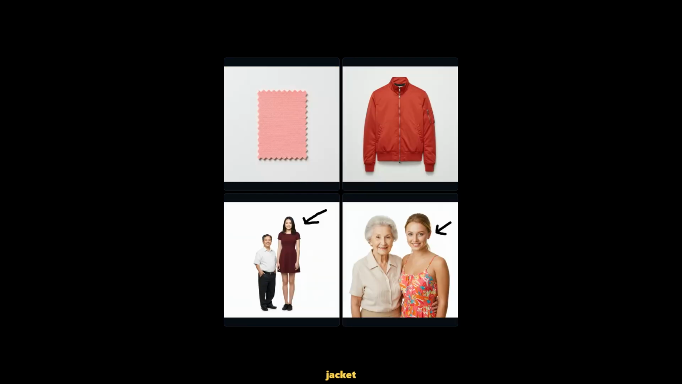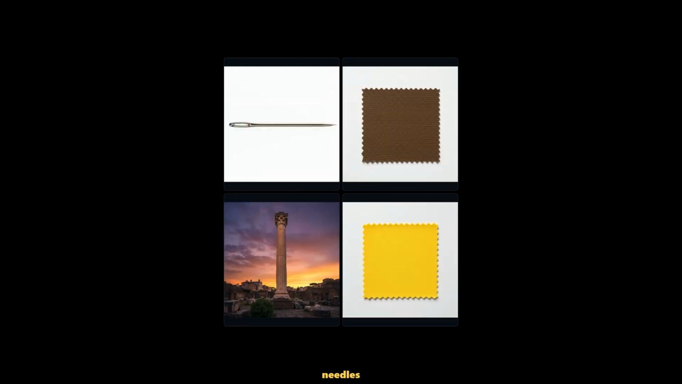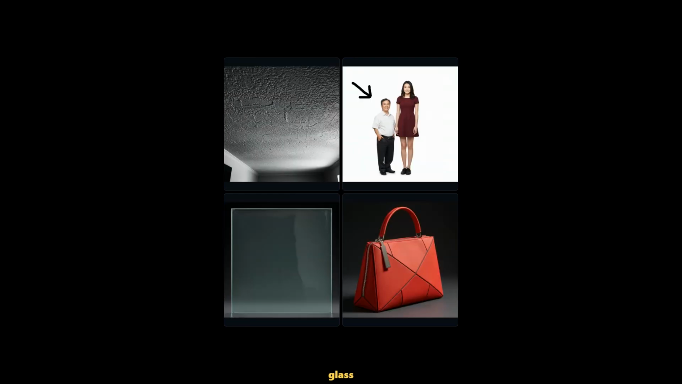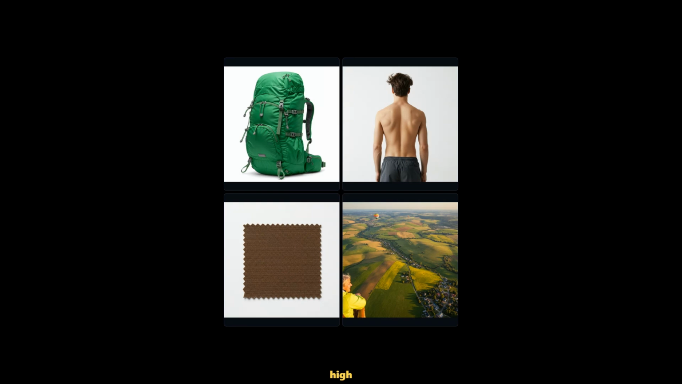Jacket. Here is a red jacket. Black. This is the color black. Needles. Here is a knitting needle. Glass. There is a pane of glass. Ceiling. The ceiling is high. High. The woman is flying high above the earth.